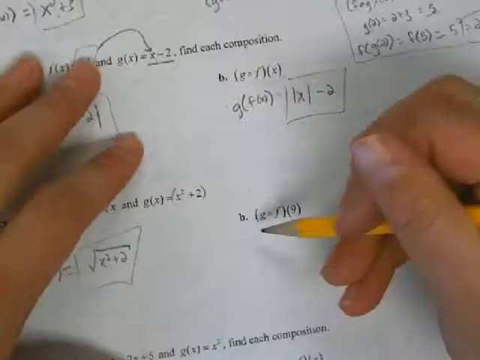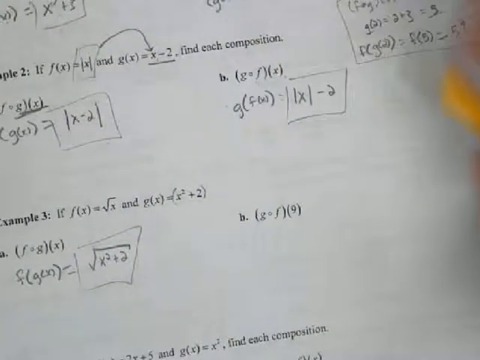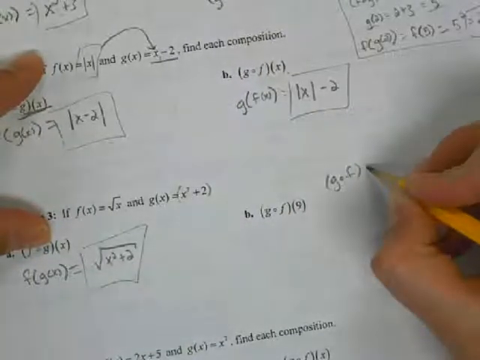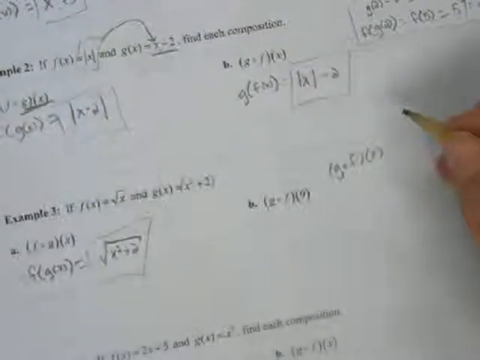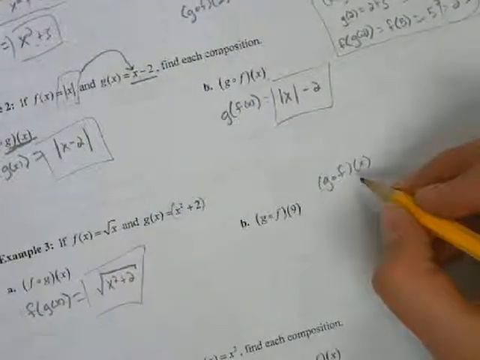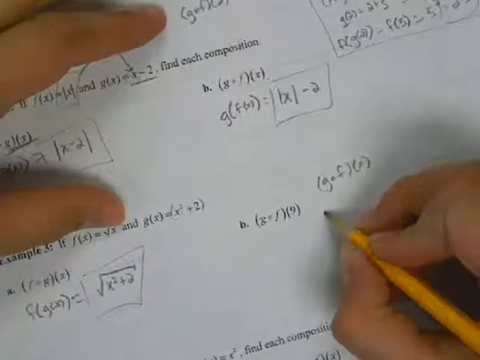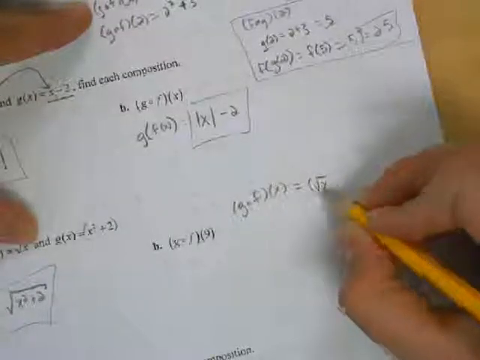G composed of f of 9. Again, two different ways you can do it. I can either find G composed of f of x first. If I did that, G composed of f of x, that means f is being plugged into g, so I'm going to go square root of x squared plus 2.